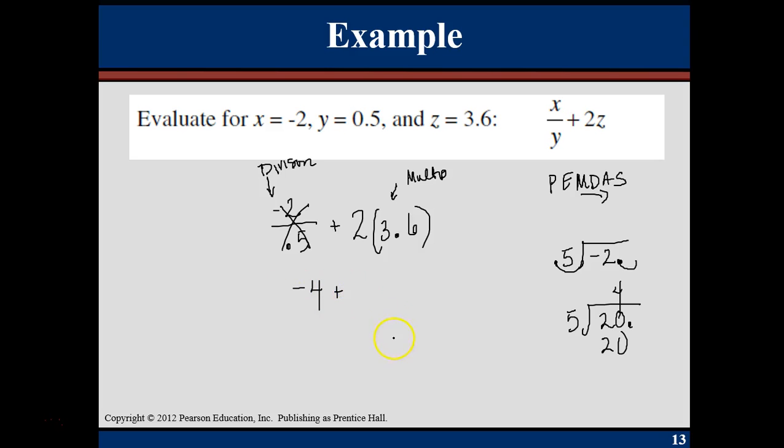Now I can take care of my multiplication. 3.6 times 2 is 7.2. Now that multiplication and division are done, I can do addition and subtraction left to right. When you're adding numbers that have opposite signs, you find the difference between the two numbers, and then take the sign of the number that has the higher absolute value. 7.2 has a higher absolute value than negative 4. So my final answer is a positive 3.2.